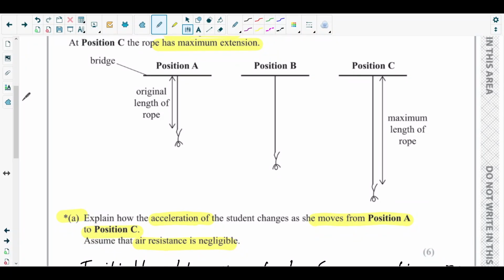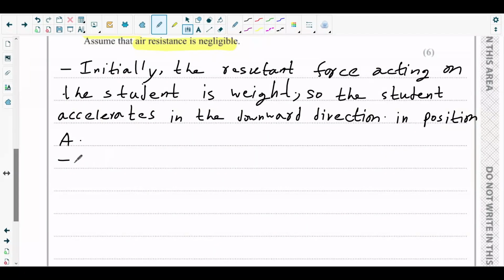So after the rope has become taut, as the student moves further downward, the rope extends. As the rope extends, tension in the rope increases because force is proportional to extension according to Hooke's law, and so tension will keep increasing. Therefore, the resultant force will keep decreasing. The initial resultant force was in the downward direction, so this resultant force is now decreasing. So that's what we will write here.